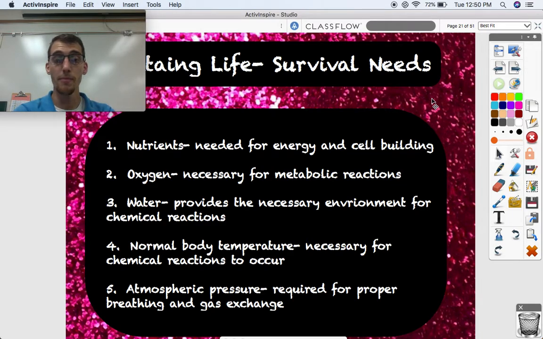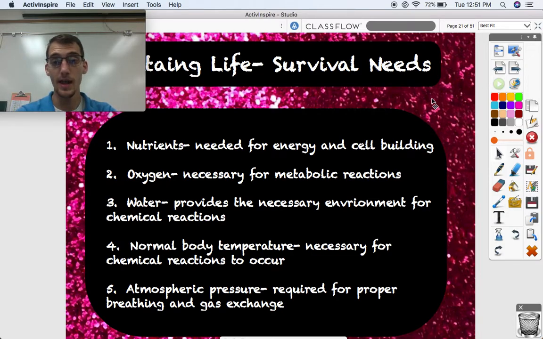Oxygen is necessary for metabolic reactions. So that's not true for all living things. Some living things can go without oxygen, but oxygen is really, really helpful for us. We can't go without oxygen. We can go for days without food, or I think weeks without food. We can go a couple days without water, but we can't go a few minutes without oxygen. And the reason for that is that it's necessary for metabolic reactions, more specifically cellular respiration, another topic that we discussed in our last unit.